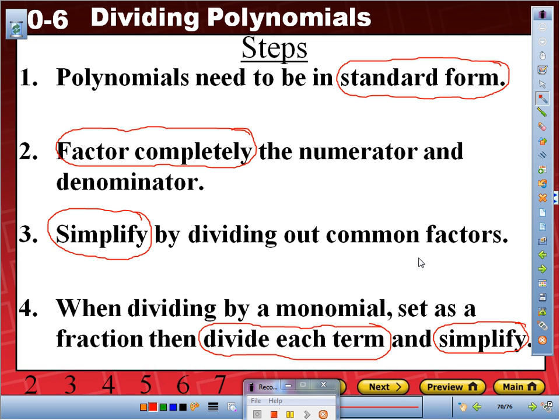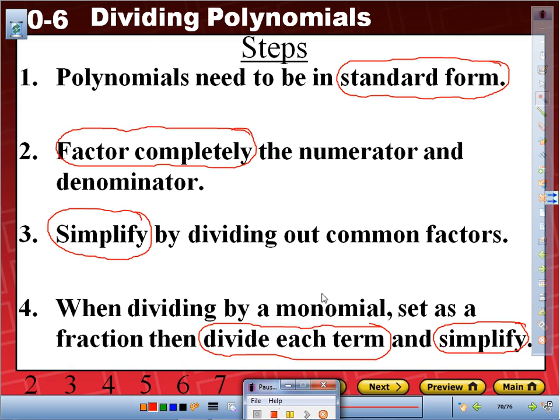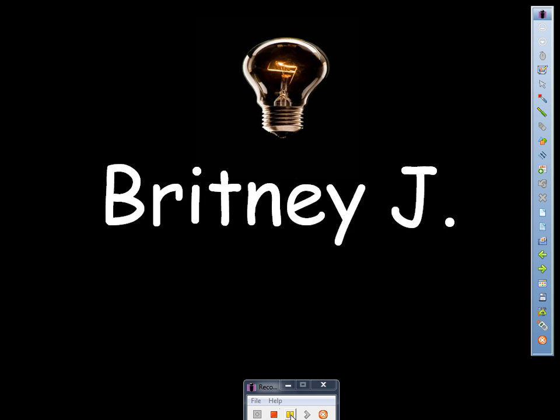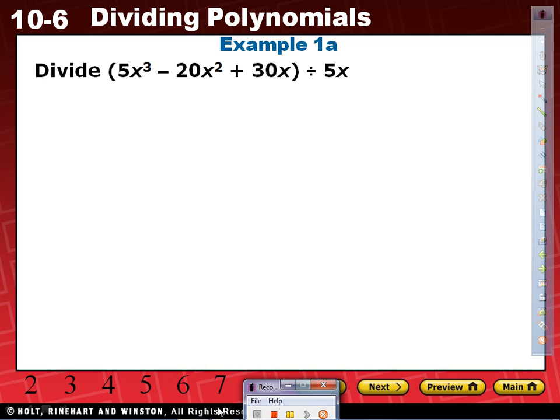Okay, ask your neighbor for the steps. What is the step? Okay, let me get somebody to help us out. How about, copy this down, example 1A. Divide 5x cubed minus 2x squared plus 30x divided by 5x. Copy that, please.